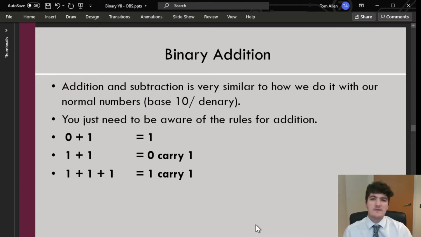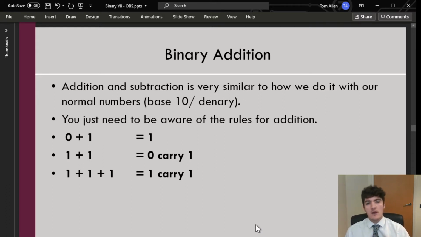So the three key things you need to know with addition is that there's a few rules. It's basically exactly the same process as how we do it with our normal numbers, place value and adding them up and then carrying stuff. It's just this time there are specific rules. So we're looking at 0 and 1 makes 1. 1 plus 1 equals 0 carry 1.